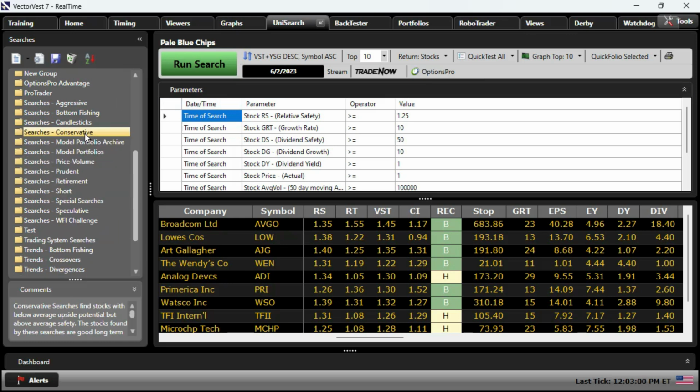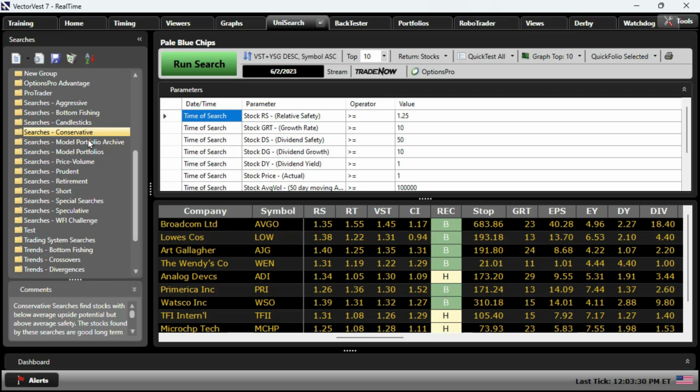Okay, again, these searches may not be for the speculative investor, but they're good quality searches, using the power of the VectorVest program to easily find those stocks that have so much information behind them, as I went through in the opening of the presentation, just to show you how important those numbers are and how easy it is to use VectorVest once those numbers are funneled in and turned into actionable information for us to use.